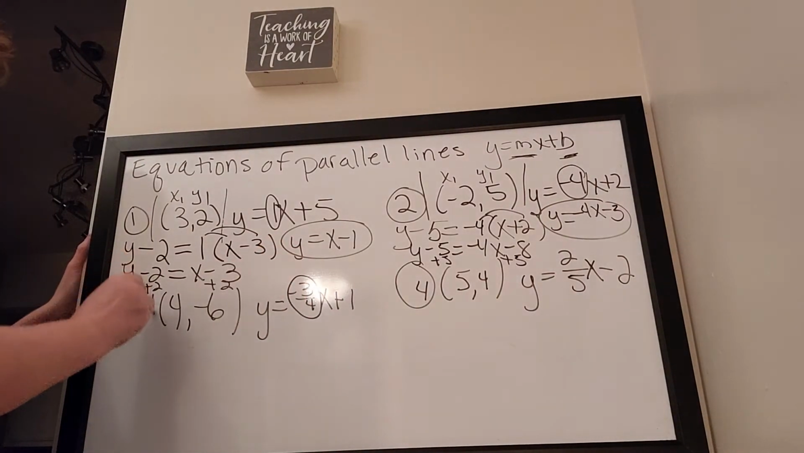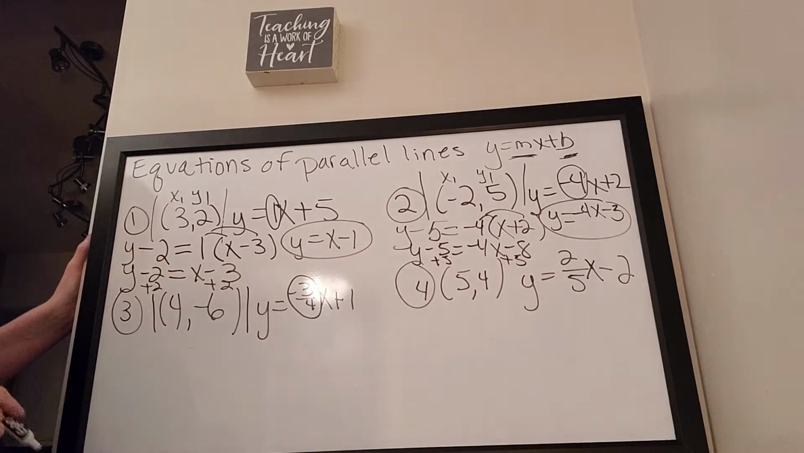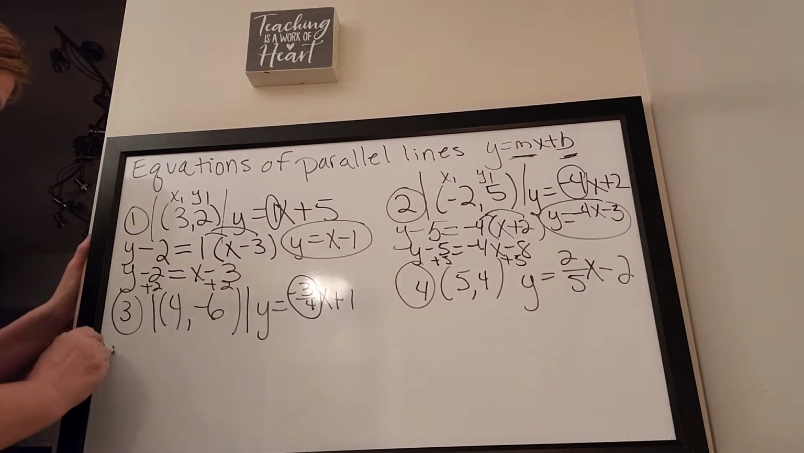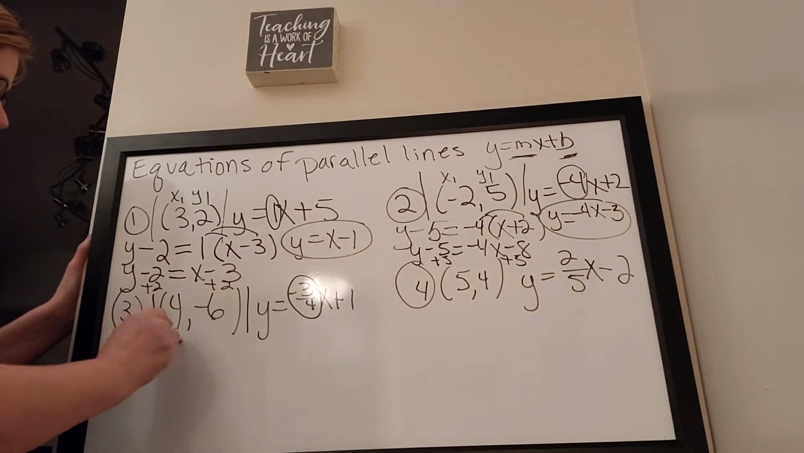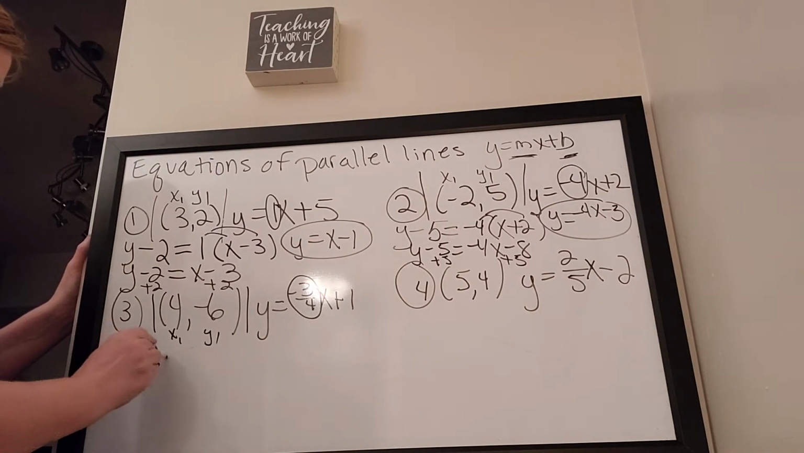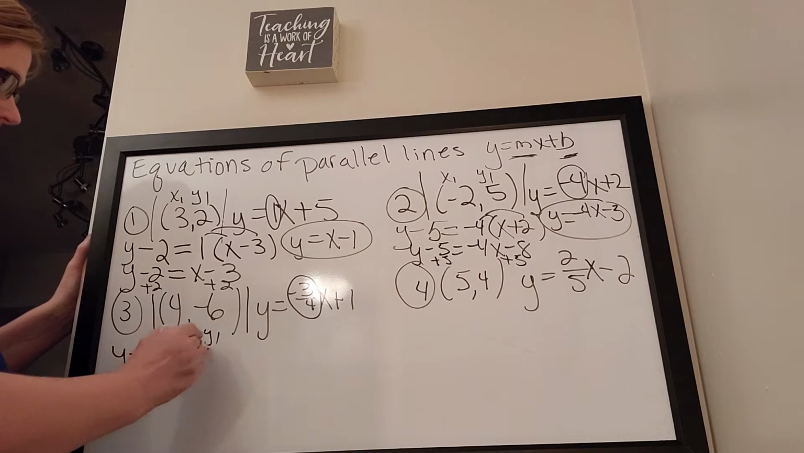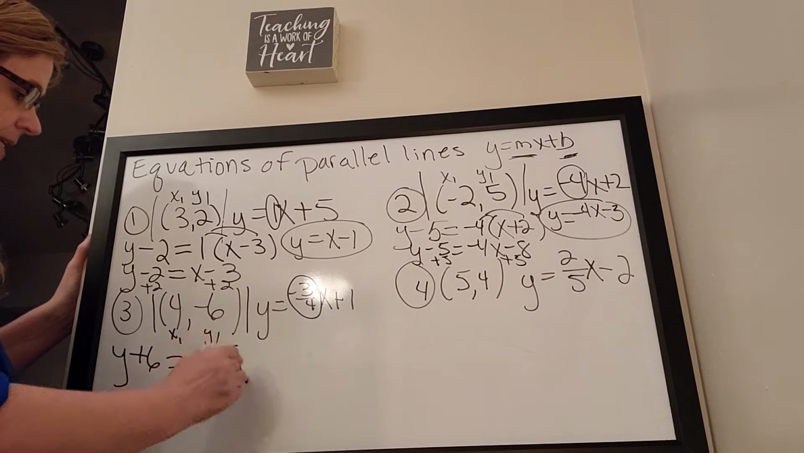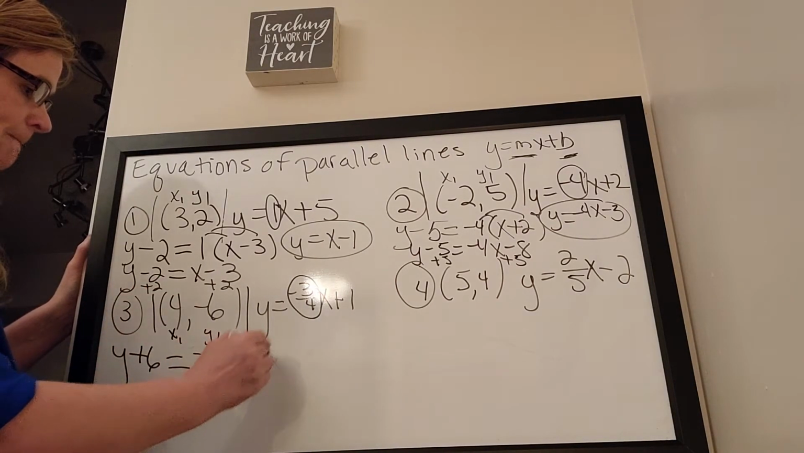So the slope of the line that contains this point will also be -3/4. Using point slope, this is x1, y1. Y minus y1 would be y plus 6, since it's negative, equals m, which is -3/4, times x minus 4.